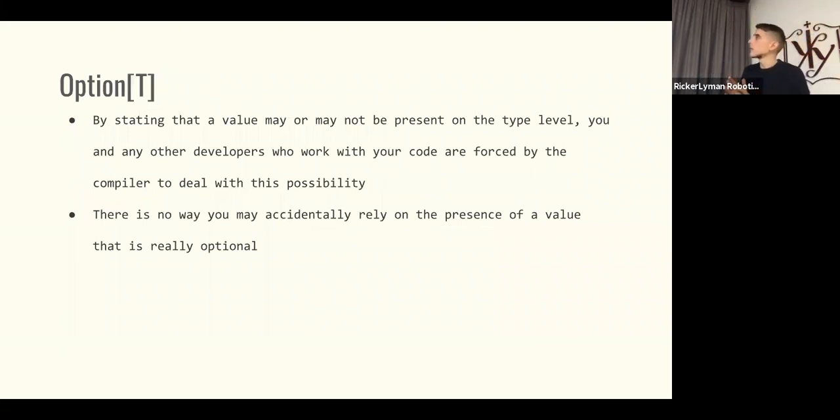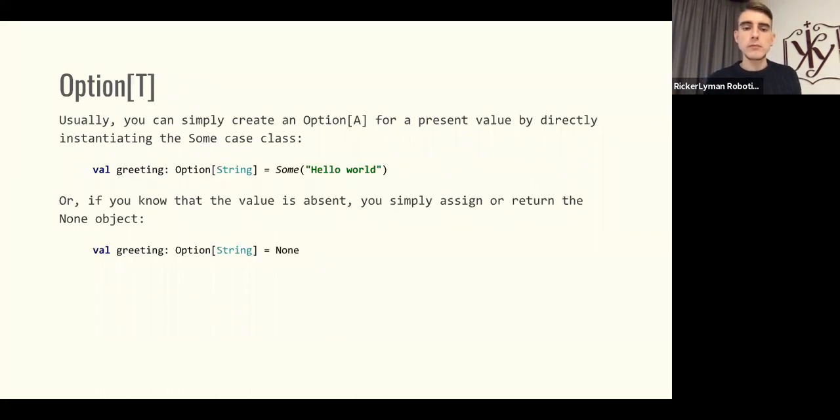The interesting thing is that when we are stating that a value may or may not be present on the type level, we are forcing other developers to handle it somehow. So we could return, for instance, a null from a method, but nobody will be forced to handle nulls. But everybody will be forced to do something with the option. Usually you just create Some when you return something, and if there is no value, you return None.